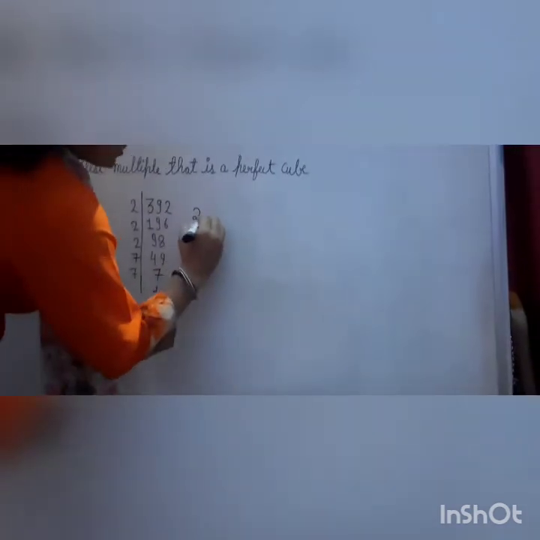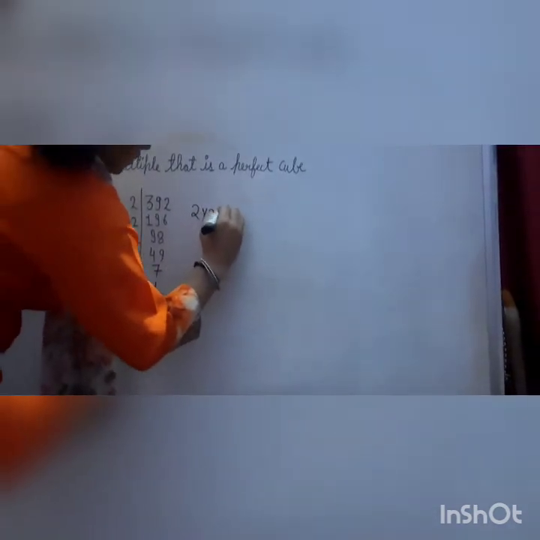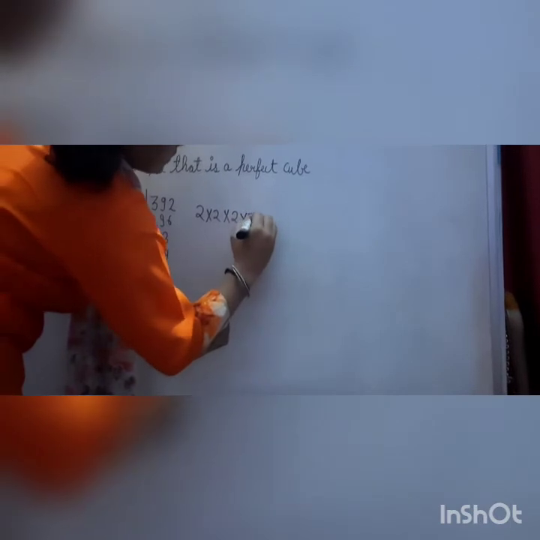Okay class. Now you can write like this: 2 multiply 2 multiply 2 multiply 7 multiply 7.